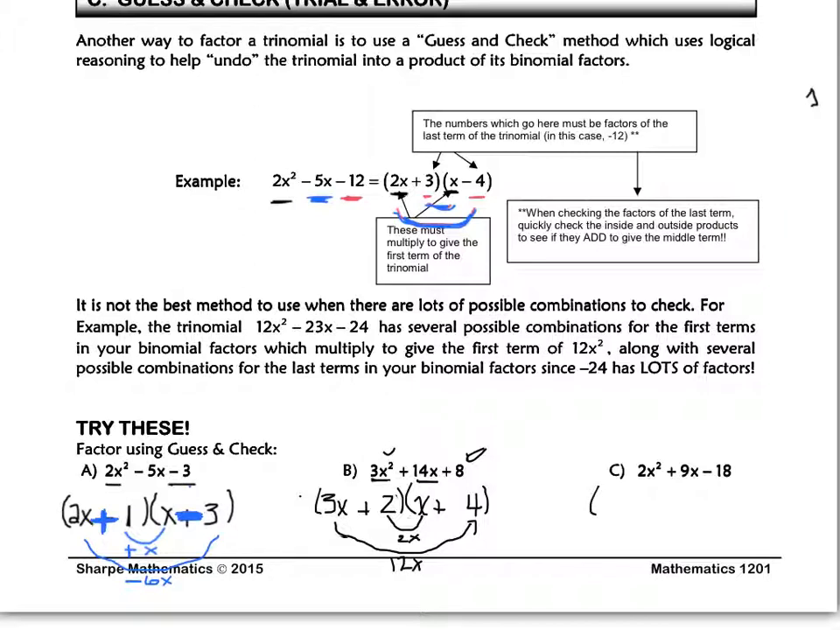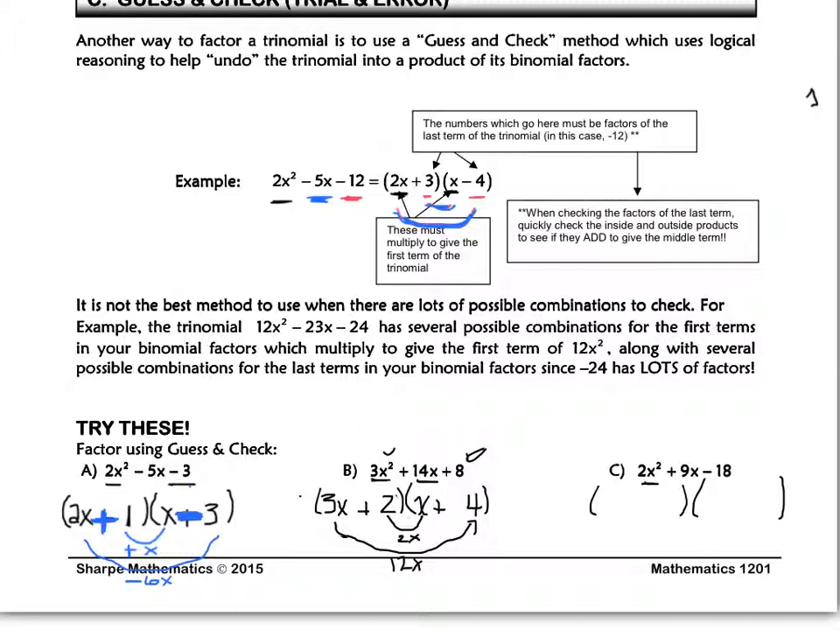And the last one, so you can see guess and check can be tricky if you've got a lot of combinations to check for either your first or your last term. It can be especially tricky if you've got more than one combination for the first terms and more than one combination for the last terms of your binomial factors. But the ones we're doing here are nice ones, they're not too bad.